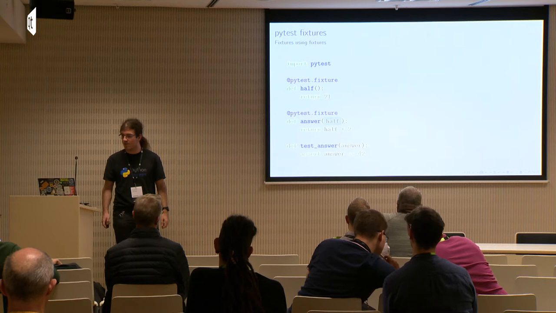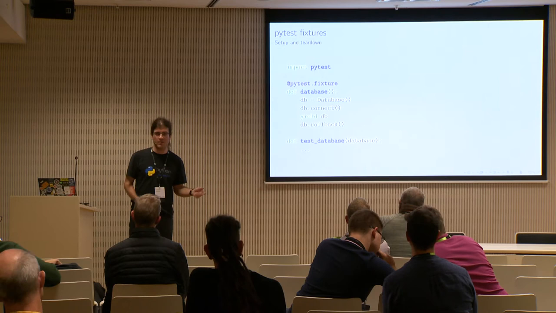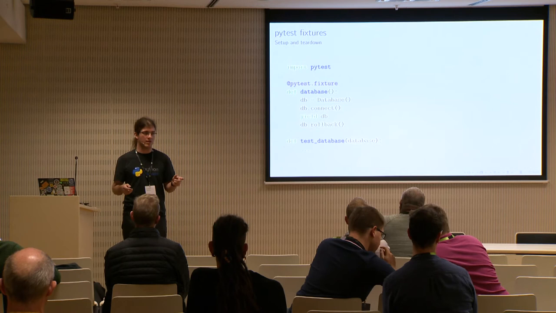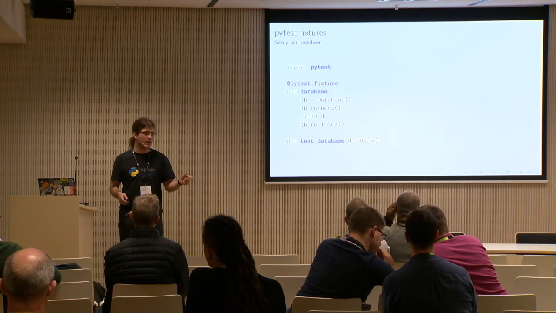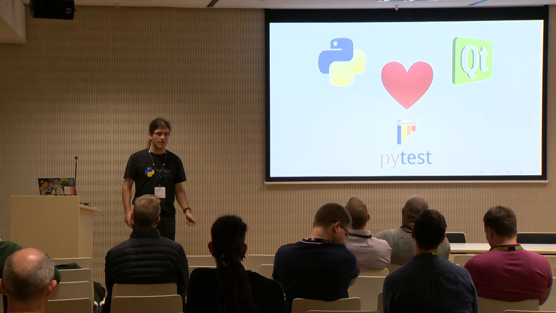Using that yield keyword, fixtures also allow you to do teardown. For example, you could have a database fixture which gets some kind of database object, connects. Then with the yield keyword, that's the point where the test runs, and the test can also get that database object. And whenever a test is finished, for example, it would roll back the database. So let's take a look at how all those three things fall together.